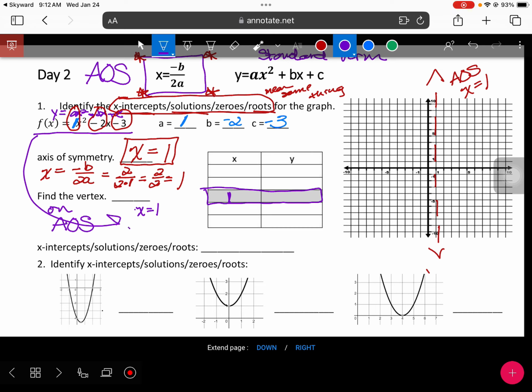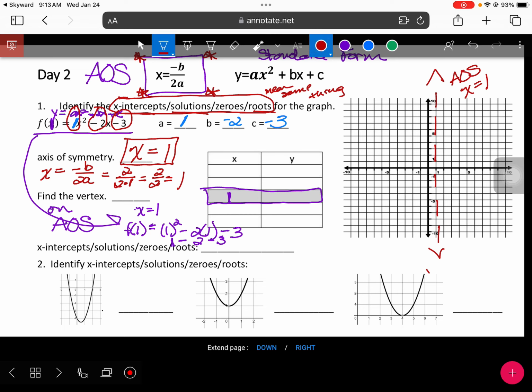So f of x, the function when x is equal to 1, is equal to x squared, well, x is 1, so 1 squared, minus 2 times 1 minus 3. Does everybody see what I'm doing? All I'm doing is saying if I know x is 1, I'm going to substitute 1 in for that x value. All right, so what is 1 squared? 1 minus 2 times 1 is 2 minus 3.